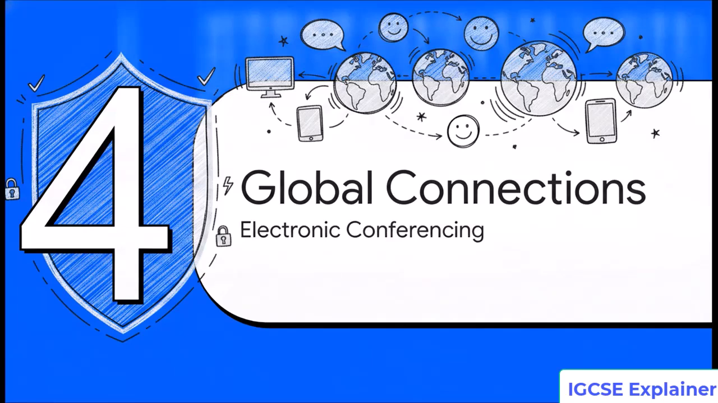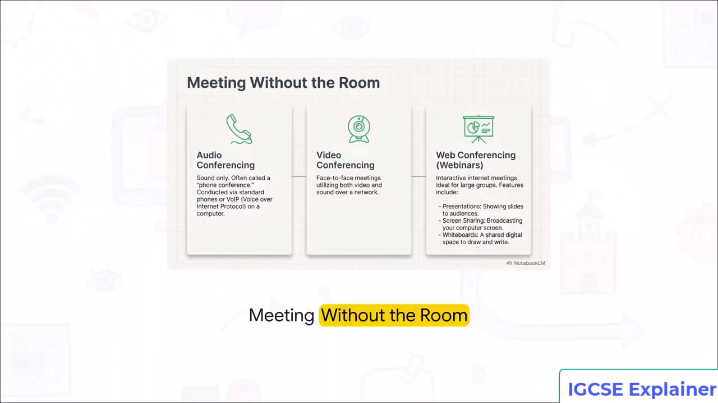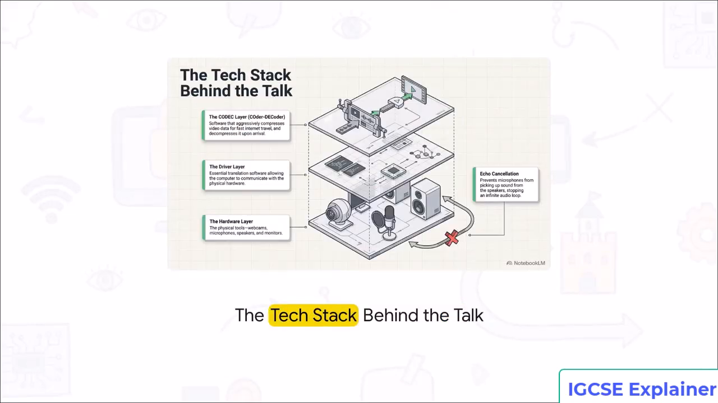Next up is section 4, the tech behind global connections. Let's deconstruct the magic of electronic conferencing. Whether you're doing a quick audio sync over VoIP, which, by the way, stands for Voice over Internet Protocol, or you're running a massive interactive webinar with live whiteboards and screen sharing, you are tapping into an incredible invisible network. It's this network that allows us to collaborate seamlessly without ever stepping foot in the same room. But a simple video call? Yeah, it isn't actually simple at all. It's an impressive, heavily stacked layer of technology.